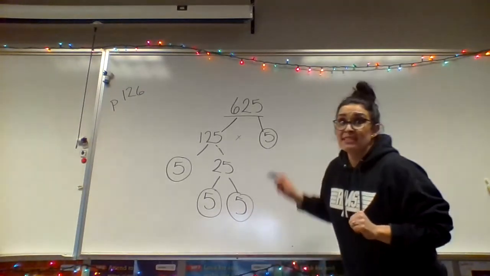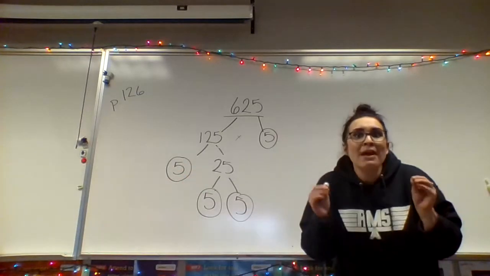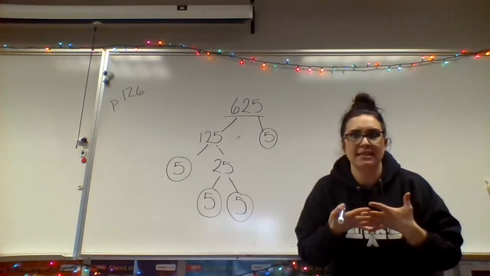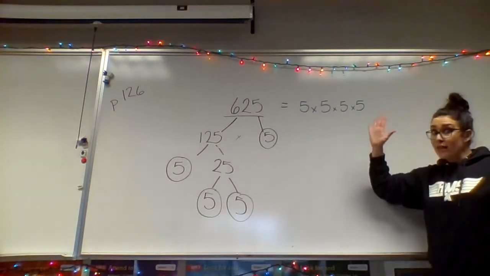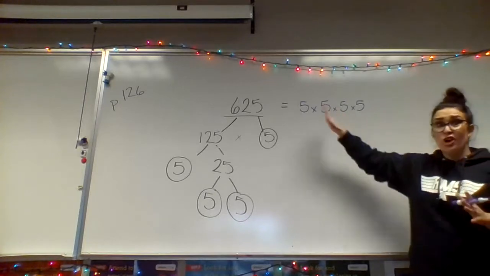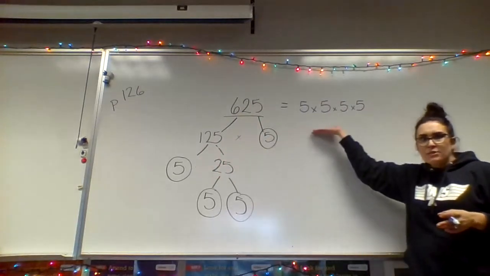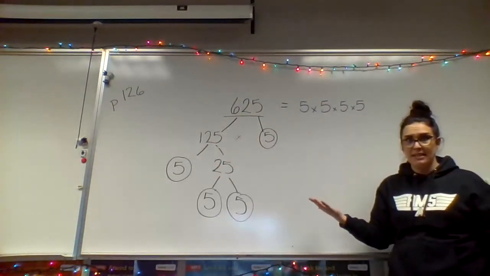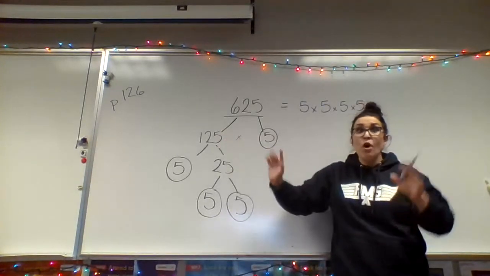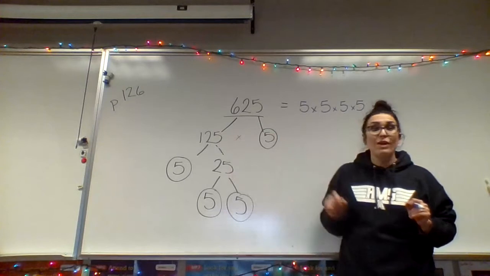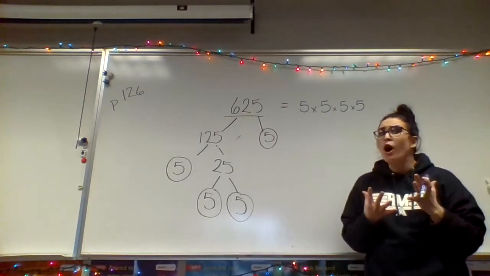Do you notice that 5 is circled, 5 is circled, 5 is circled, and 5 is circled, right? How many 5s can I actually multiply together in order to get 625? All I did, my friends, was take the information from my factor tree and write it out as a multiplication sentence, right? The reason I did not write 125 or 25 is because those are composite numbers, my friends, that I broke apart, right?